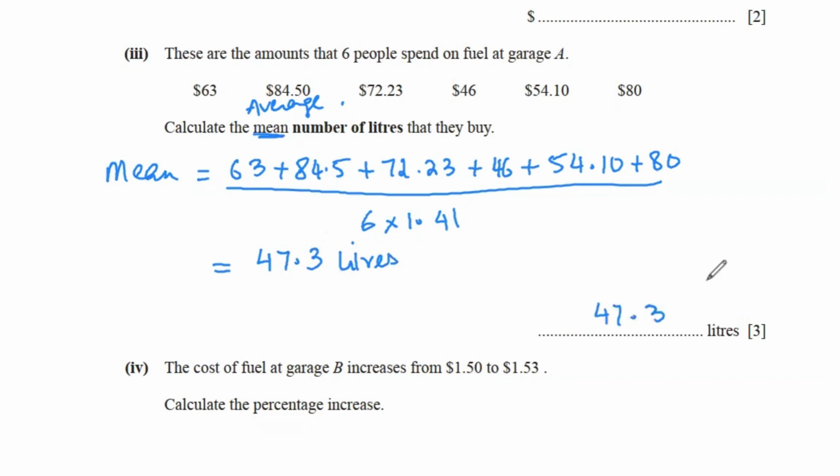If we just divided the sum by 6, that would not give you the liters. That would just give you the amount that each person spent. We need to find the mean number of liters that they're buying. So for that, we have to multiply the number of people by the amount that is for each liter and then divide the sum by it.